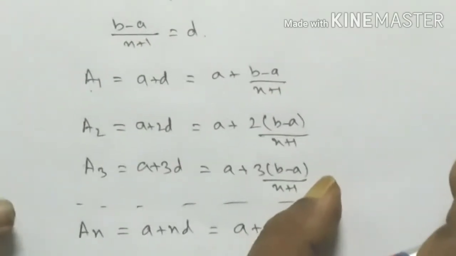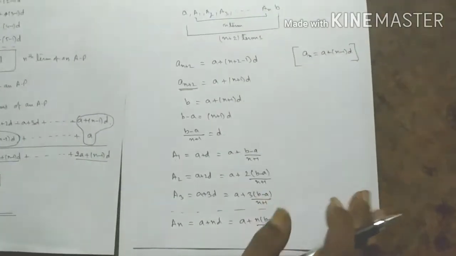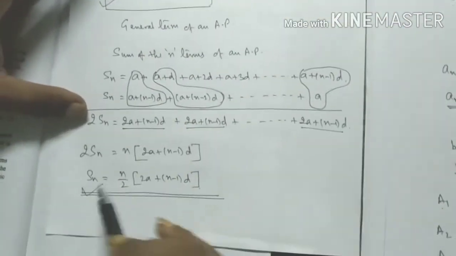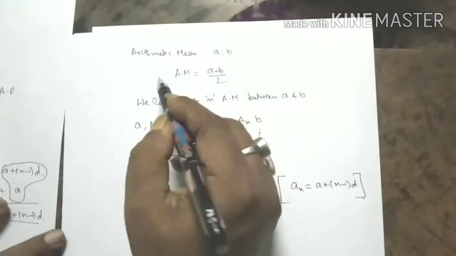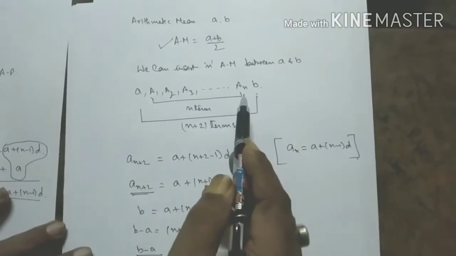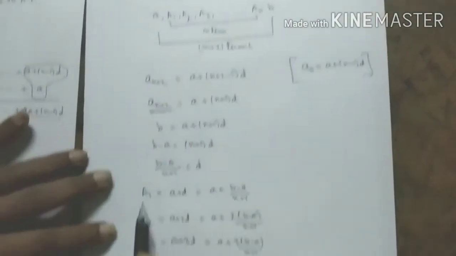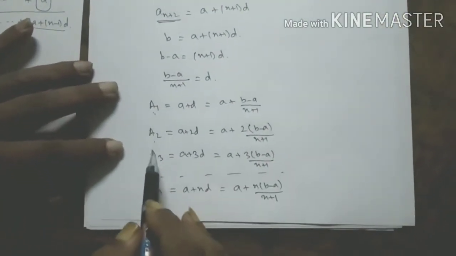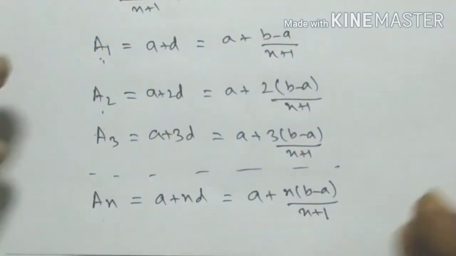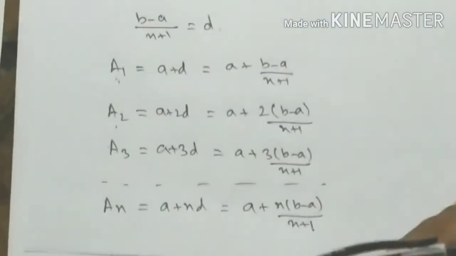These are the formulas: the nth term, the sum of n terms, then again the arithmetic mean, and we can insert arithmetic means, and the formula for each arithmetic mean, A1, A2, like that An is given to you. These formulas will be required to solve the problems.